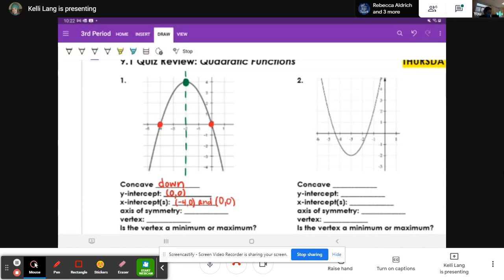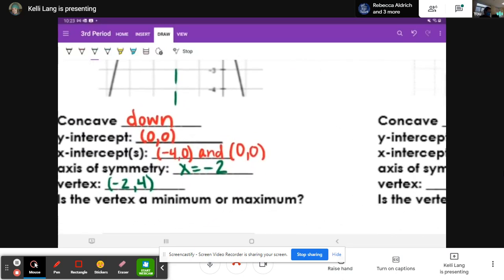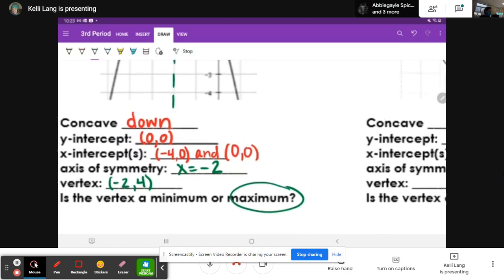Our vertex is at the point (-2, 4), which means our axis of symmetry is at x equals -2. Your vertex is a point, but your axis is a line that shares the x value with the vertex, okay? So make sure you write these in the proper format. And finally, our vertex is a maximum since it's at the top of the parabola.